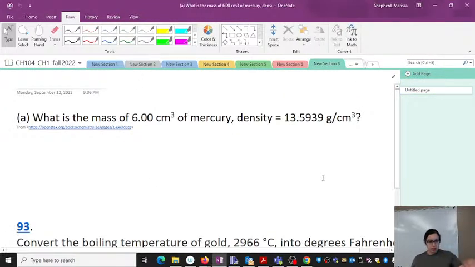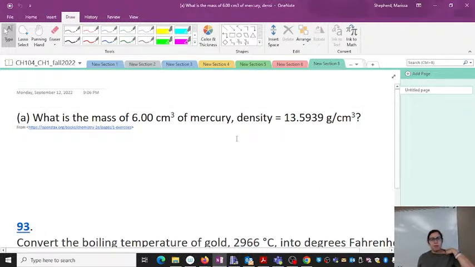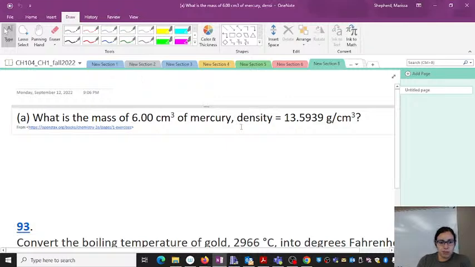All right, let's do a bit more practice then. Try this one on your own. What is the mass of 6 cubic centimeters of mercury if it has a density of 13.5939 grams per centimeter cubed? I'll give everyone a minute or so to work on it, and then we'll go over it.